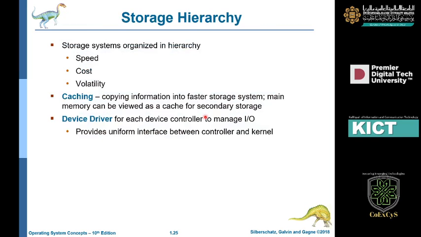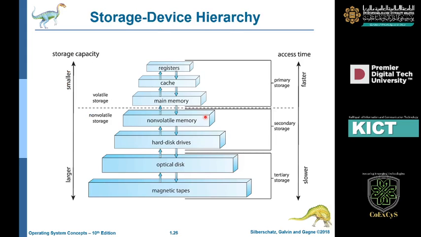Now the storage hierarchy is basically a triangle relationship between speed, cost, and volatility. Let's go into this next picture, where we see that as you go down this hierarchy, things get slower, and you can see the relationship here.